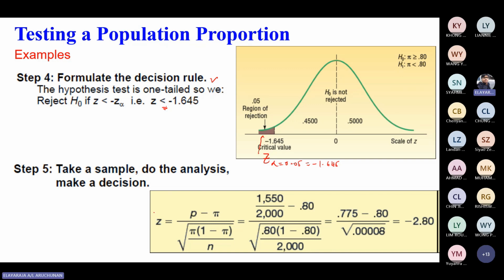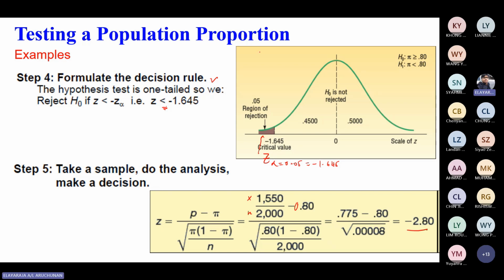So we know the formula for the population proportion for the distribution. Substitute the values. This is your x over n, then you get the sample proportion, minus 0.8, over the square root of 0.8 multiplied by (1 minus 0.8) over 2000. So you get minus 2.80 after simplifying. So the z value already obtained is minus 2.80.